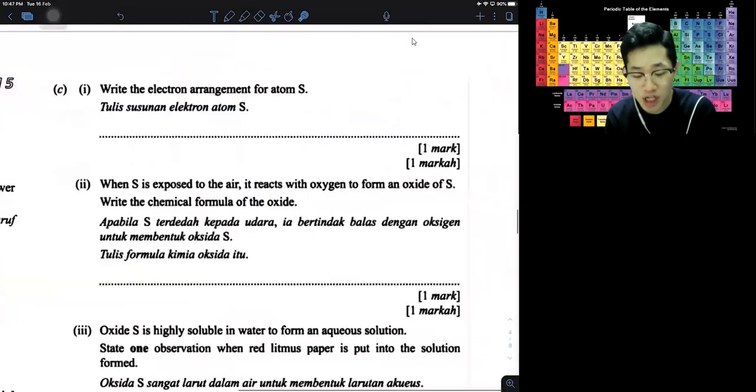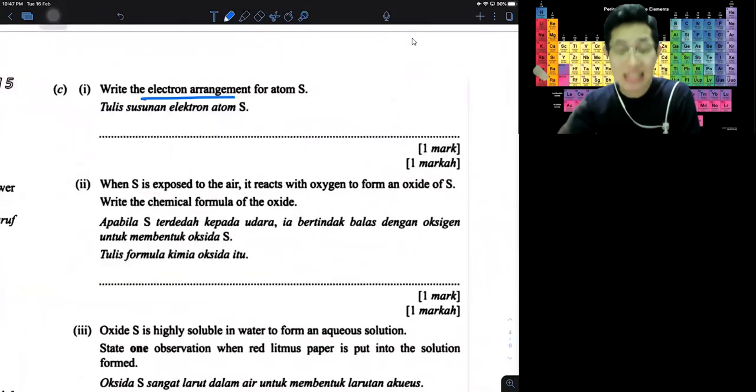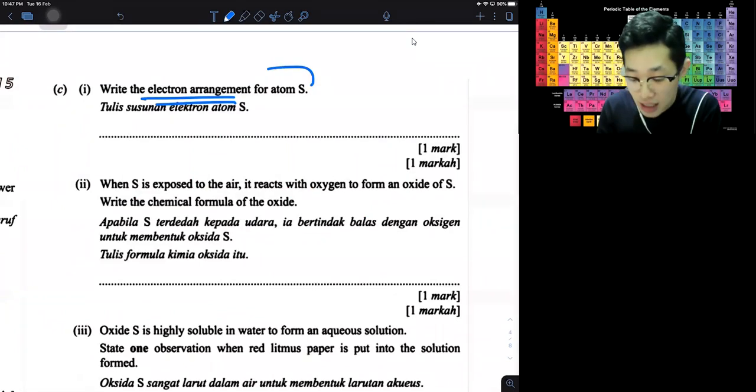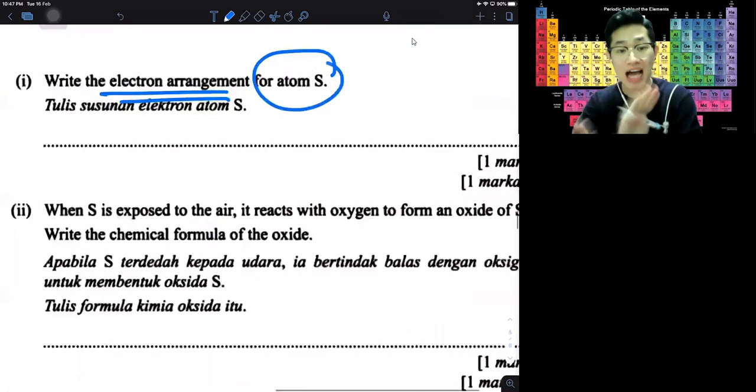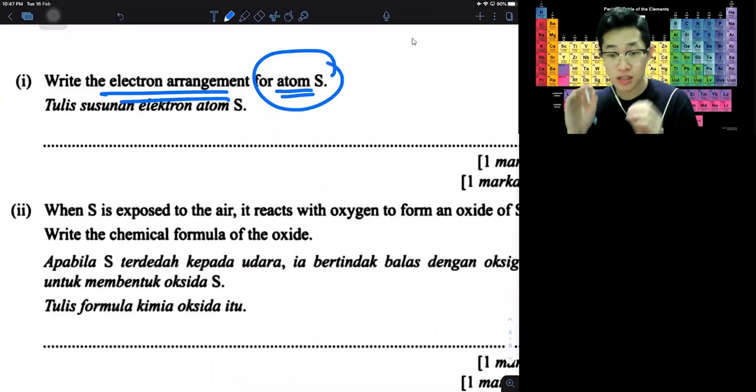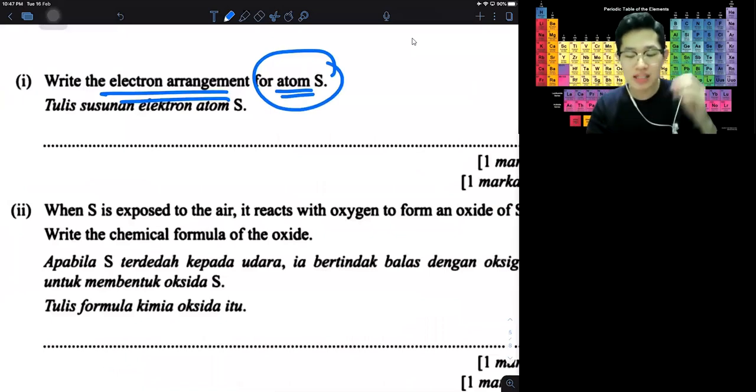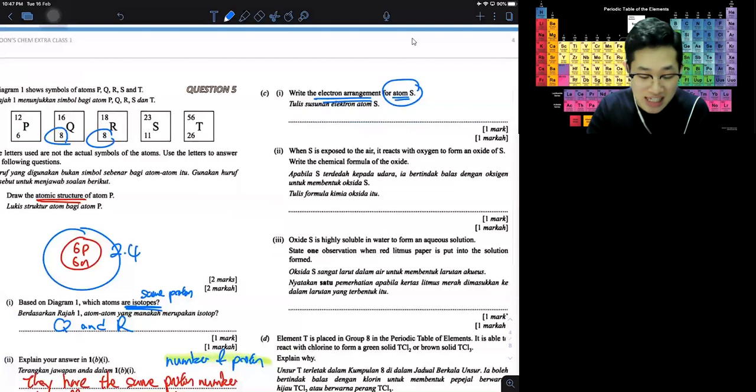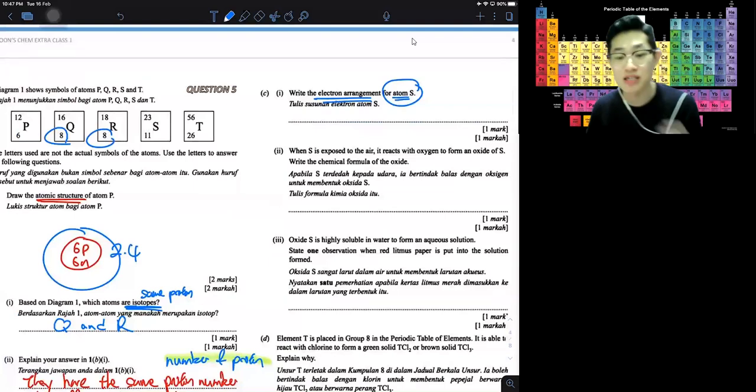Write the electron arrangement of atom S. Atom is not ion, it is atom. So atom means just follow whatever is given. 2, 8, 1. Okay, this speed is okay, good.